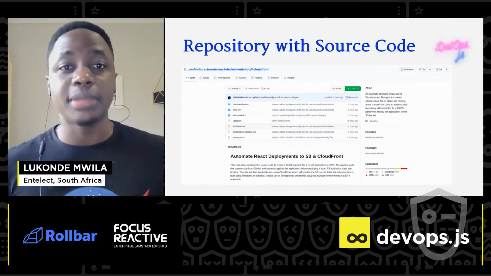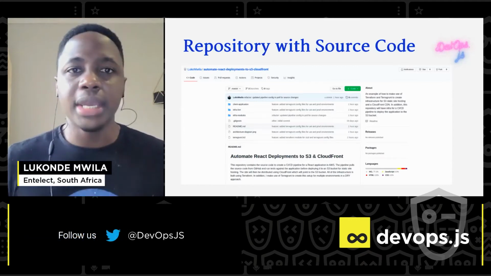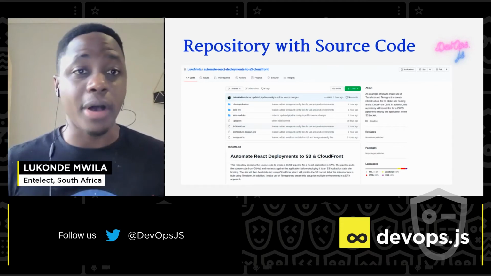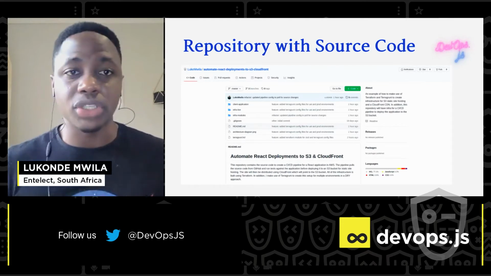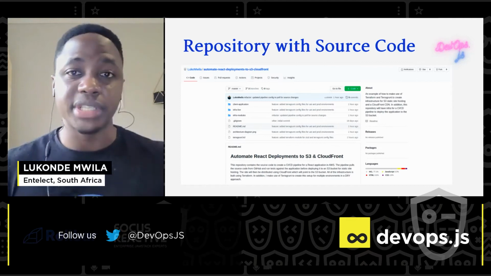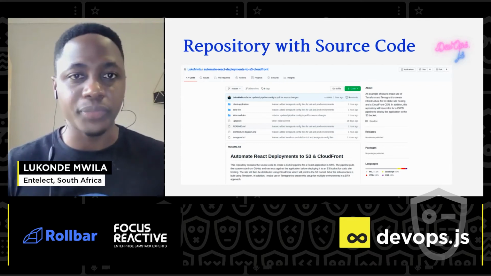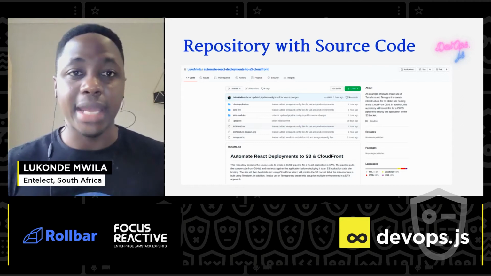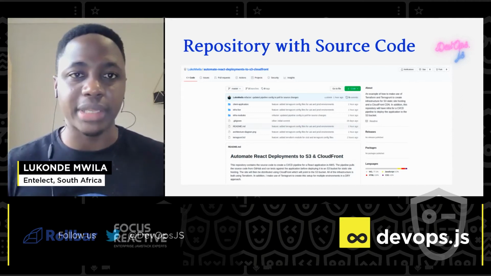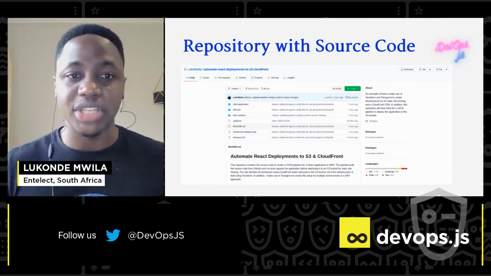In addition to that, something that I think is very useful, especially when you have to have a look at a lot of code, is when you actually have the repository on your machine. So you can head over to my GitHub profile. If you head over to the DevOps.js Conference website, you'll see that there is a link provided there to go to my GitHub profile, and it is one of the pinned repositories right on the landing page over there. And it is this one here called Automate React Deployments to S3 and CloudFront.